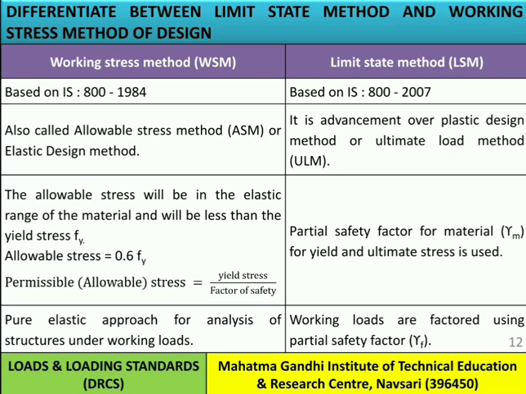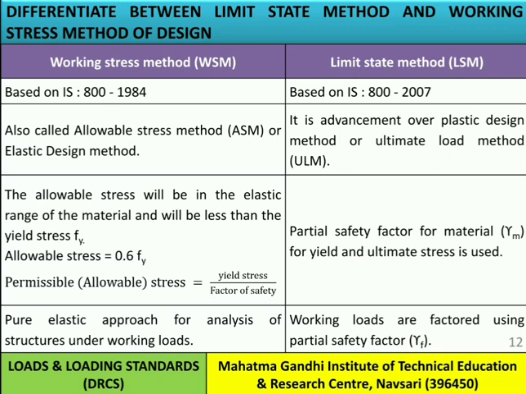Now, towards the end, we will differentiate between the two methods, that is working stress method and limit state method. We all studied about it in the previous subject, that is elementary structural design. Starting with the difference. Now, both the methods which we are using, say working stress method and limit state method, use the code IS 800. Now, working stress method uses the older version, that is the code of 1984, while limit state method uses the updated version, that is the code of 2007 version.